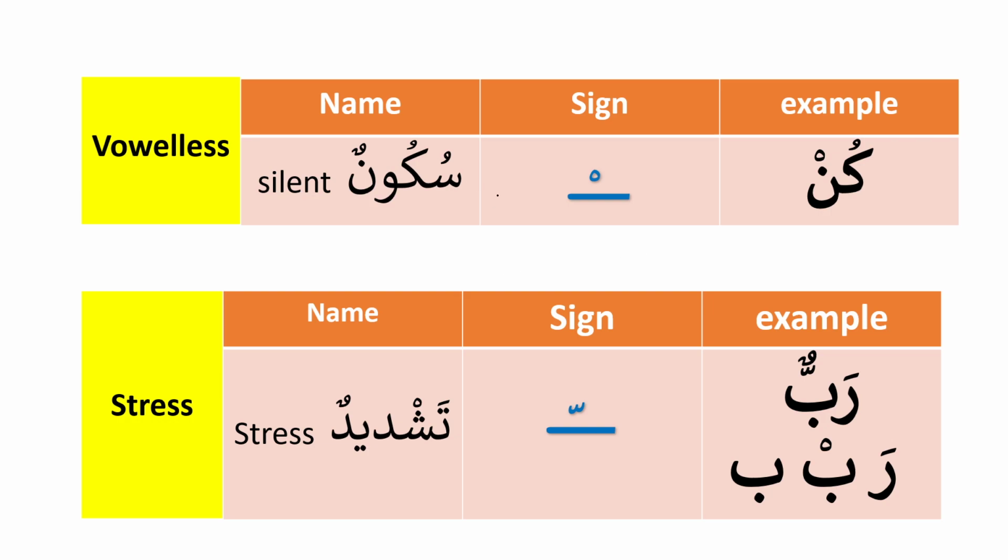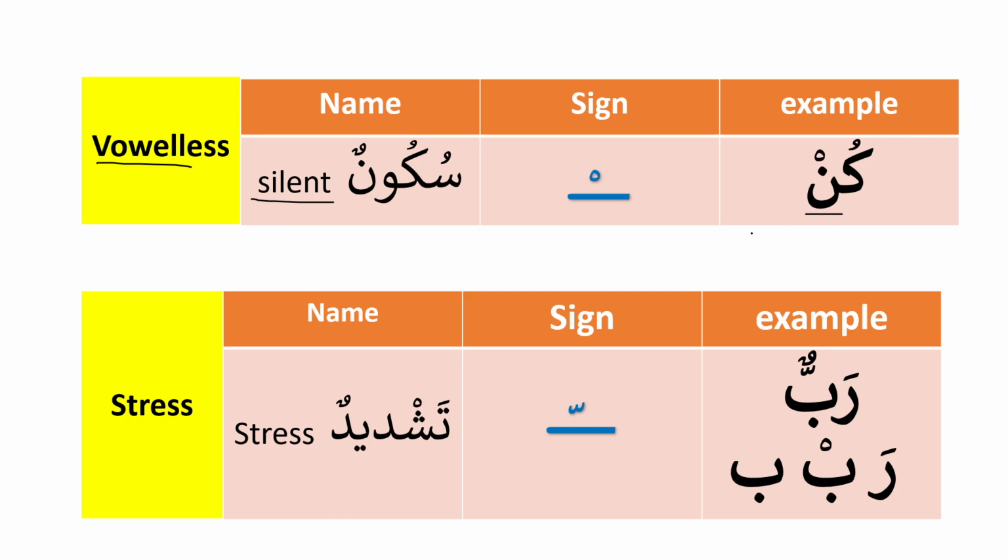The next vowel sign that we have over here is also very important. It is called sukoon. As you can see, the translation is something that is vowelless or silent. So you will find words in Arabic or in the Quran that are sakin. What does that mean? They do not have any vowel sign.